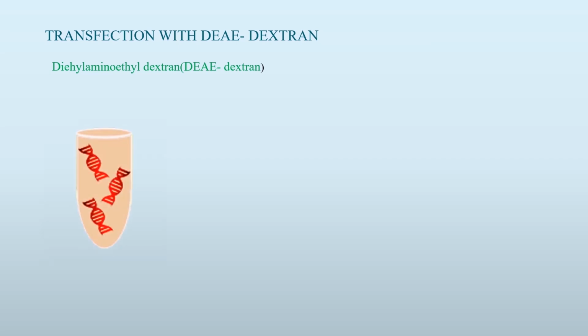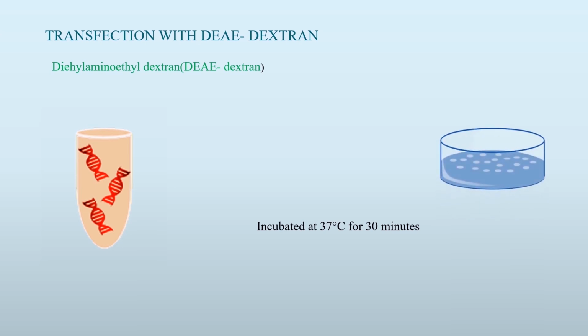Transfection with diethyl aminoethyl dextran. The diethyl aminoethyl dextran is used for the introduction of DNA into the cell. DEAE dextran is a polycationic carbohydrate and a derivative of the carbohydrate dextran. To the DNA, DEAE dextran is added, and the plate is incubated at 37 degrees Celsius for 30 minutes. The cells are harvested.